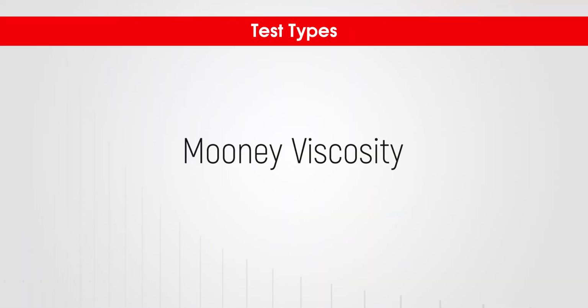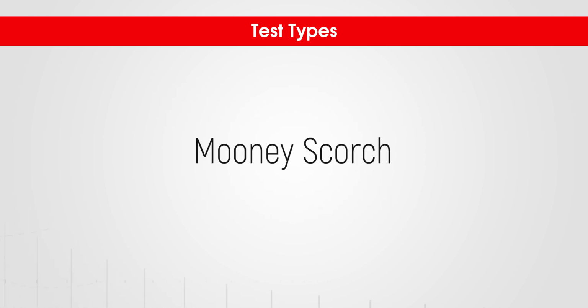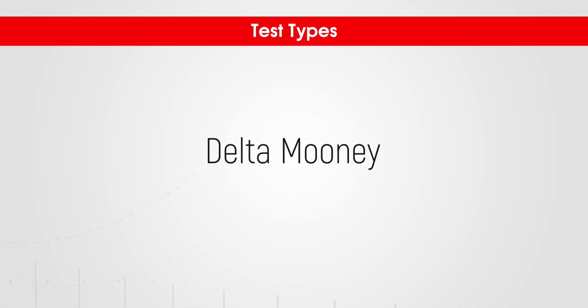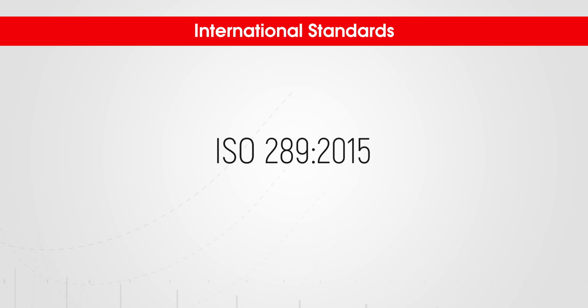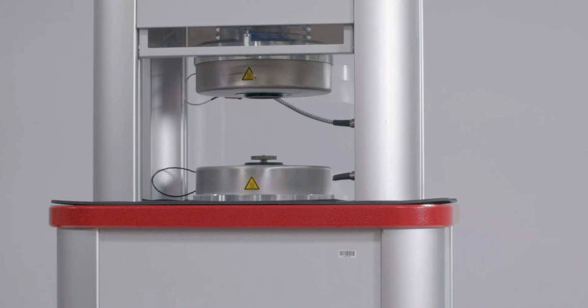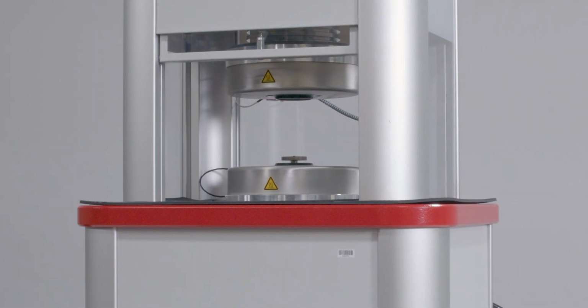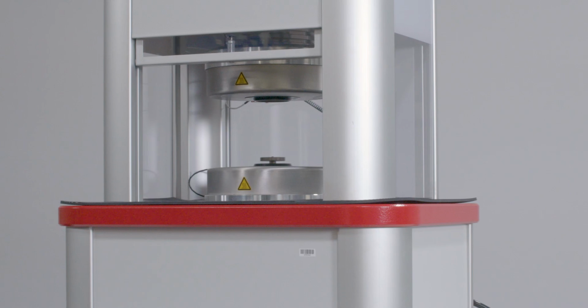Tests that can be performed on the MV3000 Basic include Mooney Viscosity, Stress and Relaxation, Mooney Scorch, and Delta Mooney Tests. It meets standards required by ISO 289 and ASTM D1646, as well as many others. Featuring a compact, rugged construction, the MV3000 Basic can be used in the laboratory or production area.